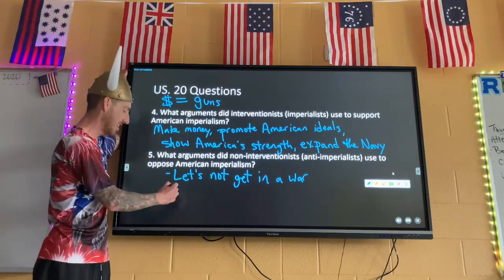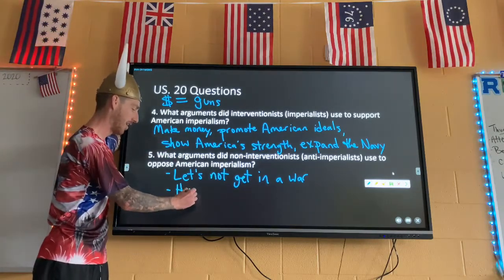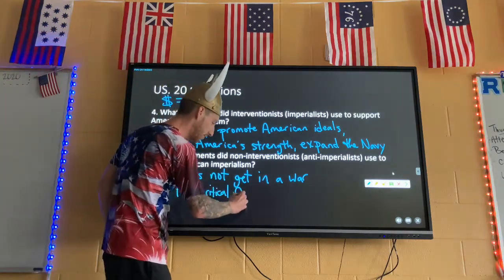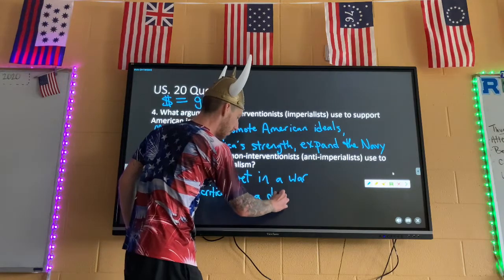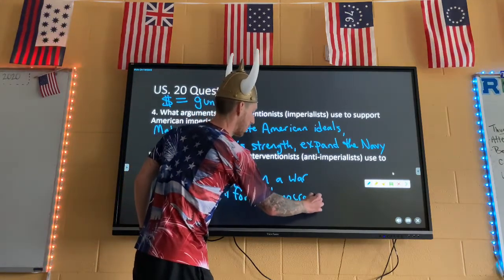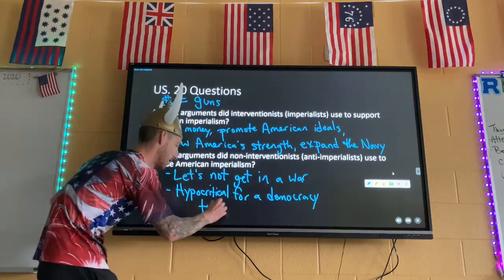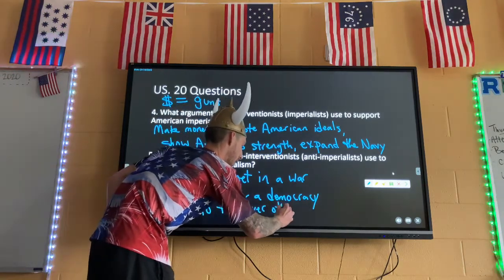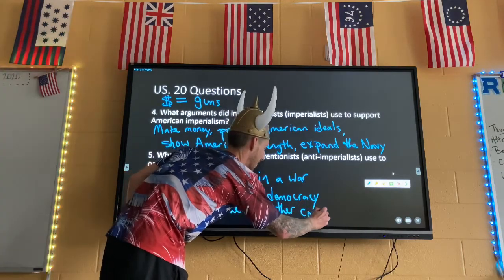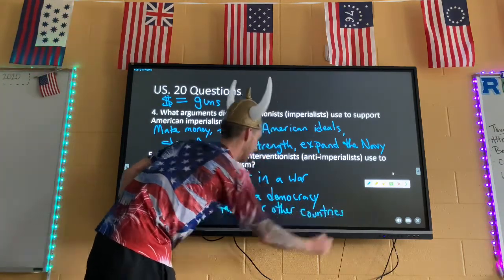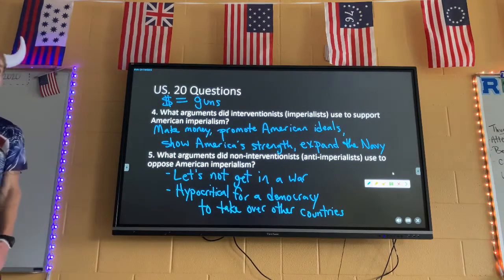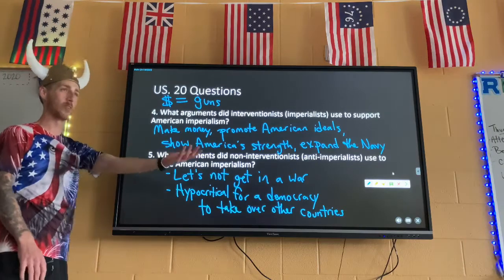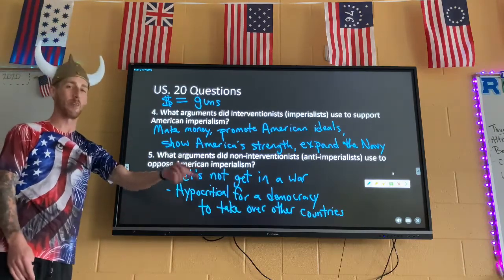And secondly, it's hypocritical for a democracy to take over other countries. It's a lot of writing. There we go. And that makes perfect sense. You can't be a country who says, hey, we want the people to have the power, and then you go to another country and say, hey, y'all don't have any power, we have all the power.